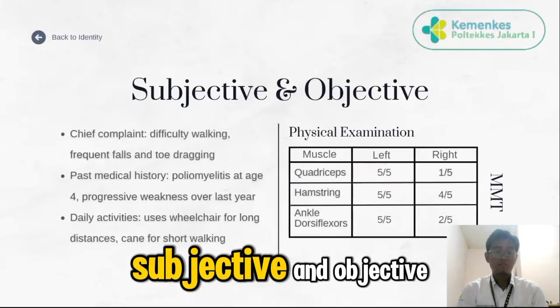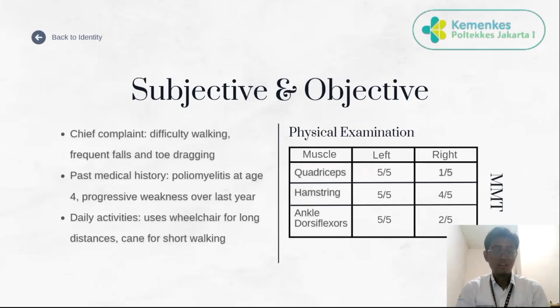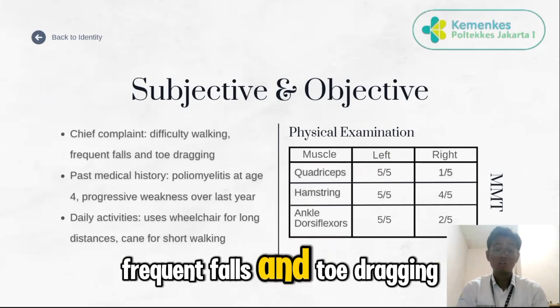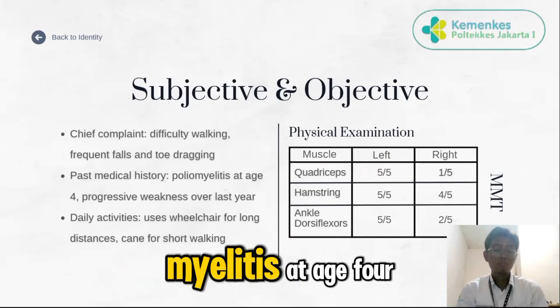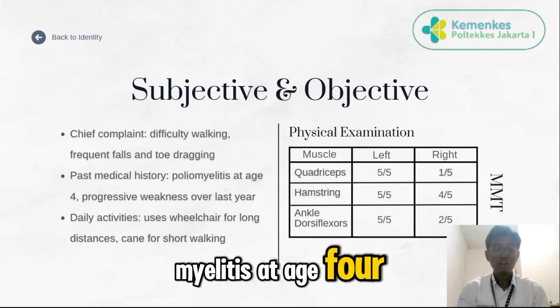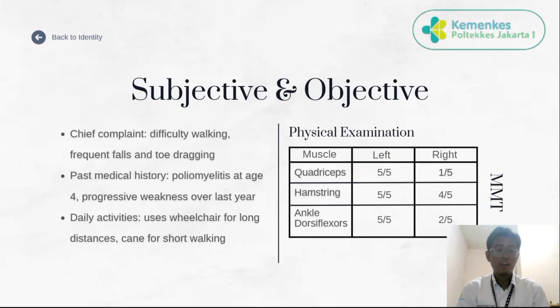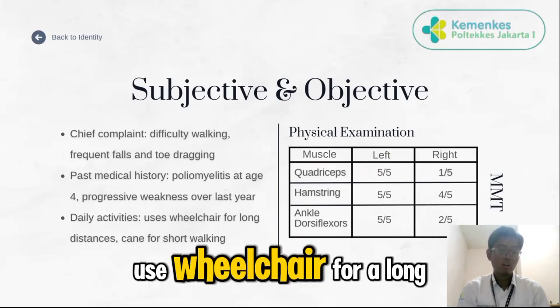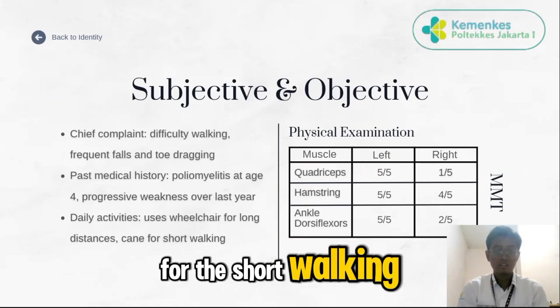And the next one is subjective and objective. So for the chief complaint, he has difficulty walking, frequent falls, and toe dragging. For the past medical history, poliomyelitis at age 4, progressive weakness over the last year, and for daily activities he uses a wheelchair for long distances and a cane for short walking.